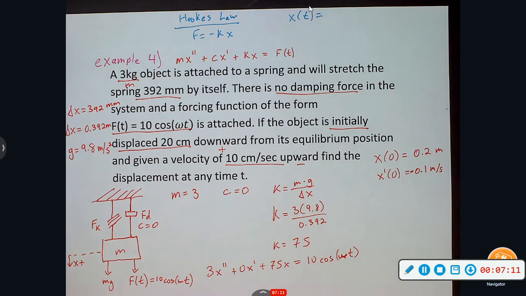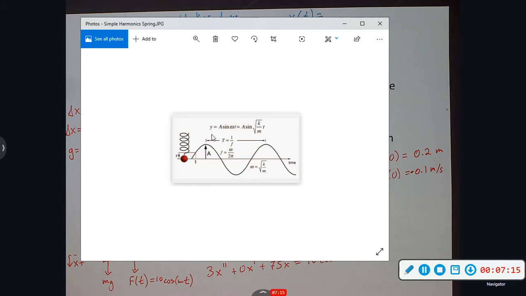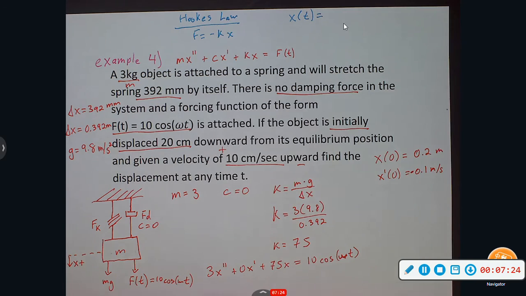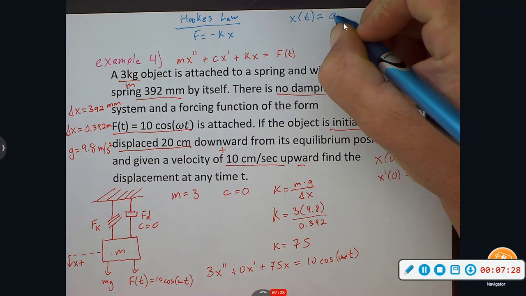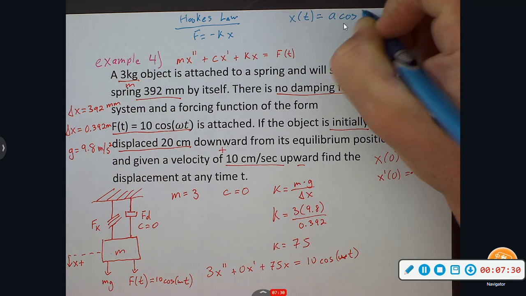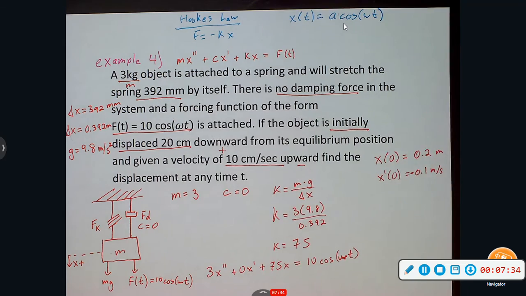X of t. Right? Y, X of t, whatever. A sine W. Well, I'm going to call it A cosine, and I'm going to show you it really doesn't matter. It all depends on where you're starting. But I'm going to call it A cosine. Let's do capital A, but A cosine W of t. It's not really W, it's a Greek letter, but we're going to call it W.